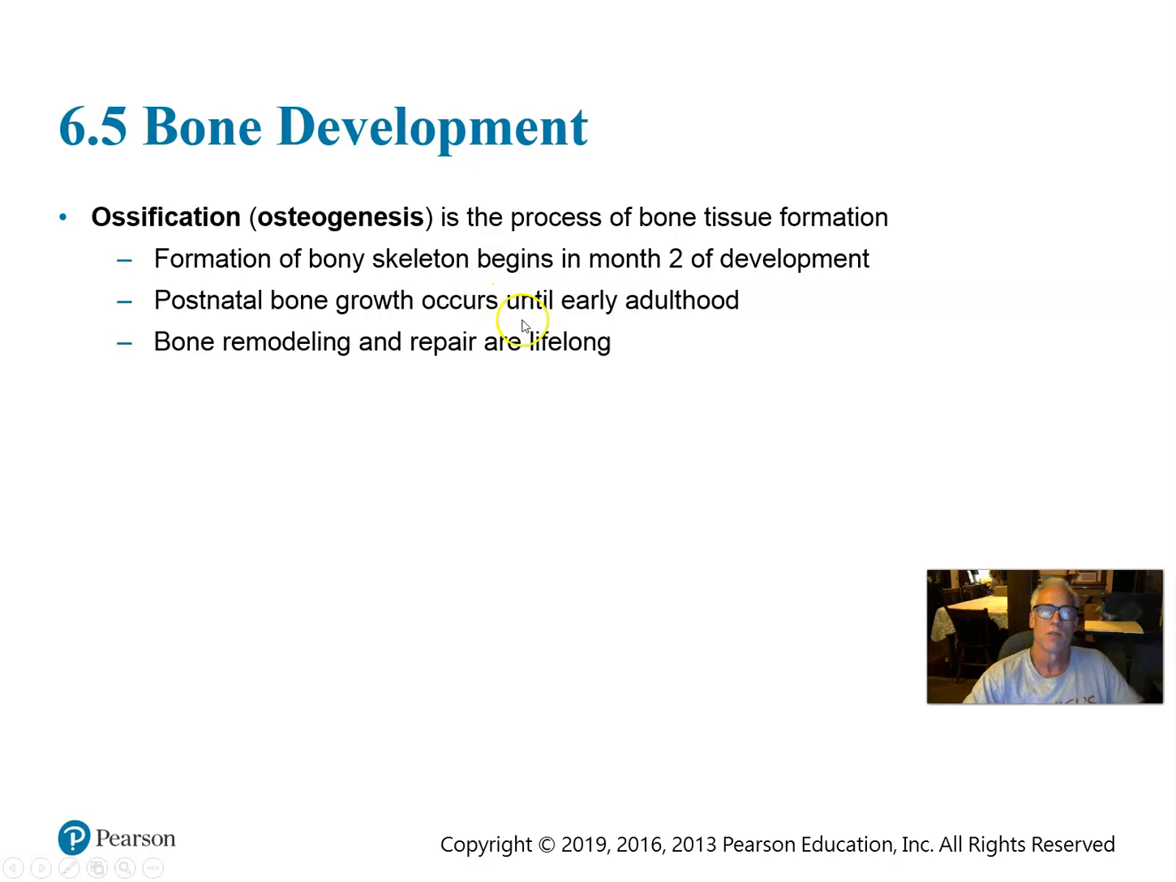So ossification is the process of forming bone tissue. It starts early in development and continues all the way through early adulthood. We still see some changes taking place in the skeleton as late as in the 20s or late 20s. In addition, the skeleton is constantly remodeled and renewed by osteocytes throughout life. So in order to maintain the resilience of bone, it's necessary to keep regenerating, replacing, and refreshing it.